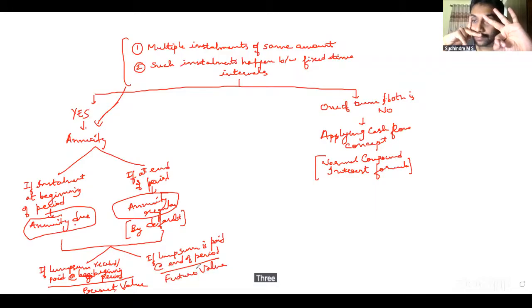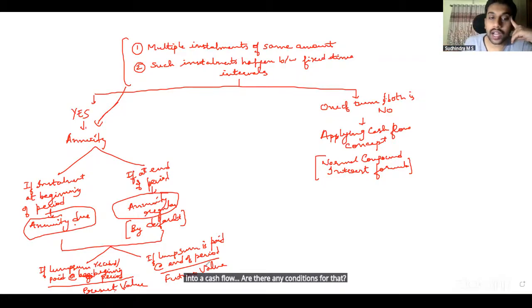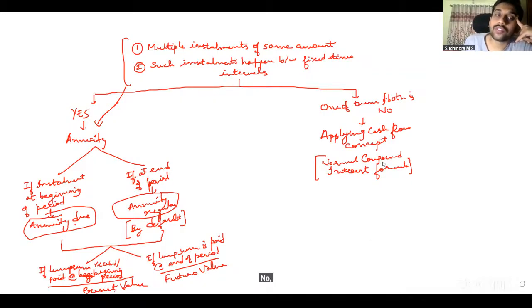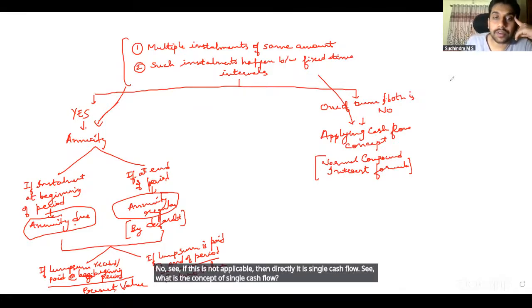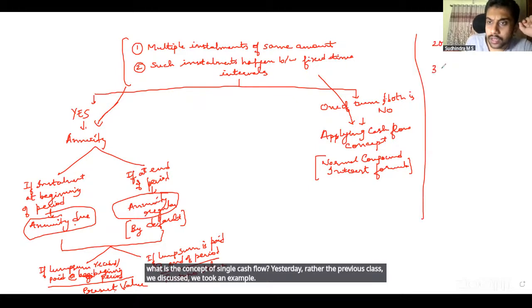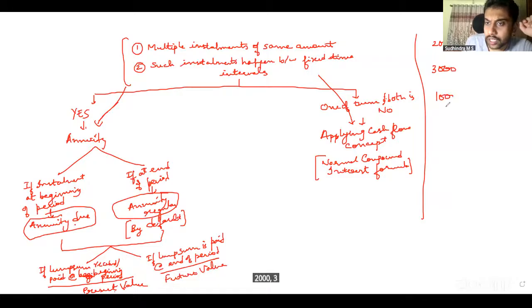Three-step approach. It's a cash flow. Are there any conditions for that? If this is not applicable, then directly it is single cash flow. What is the concept of single cash flow? In the previous class we took an example: 2000, 3000, 1000 and 4000.